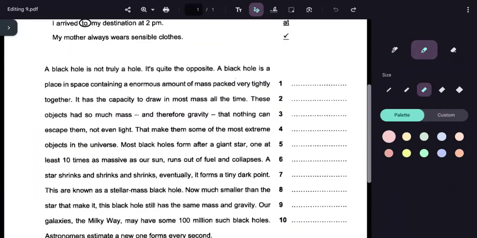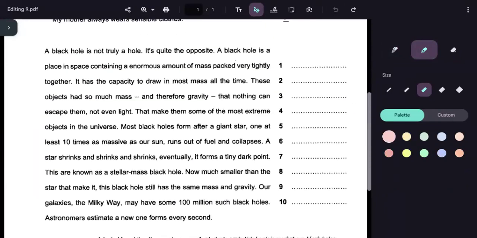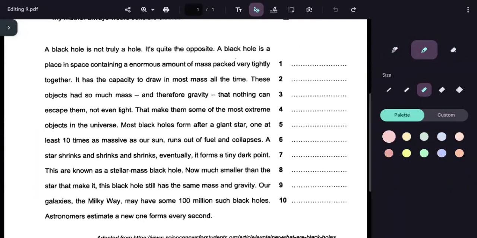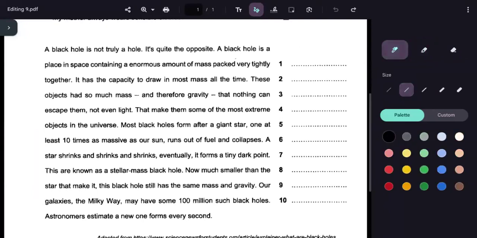All right. Now, this passage is talking about the black hole. Let's start. "A black hole is not truly a hole. It's quite the opposite. A black hole is a place in space containing an enormous amount of mass packed very tightly together." Okay, this will be "enormous."